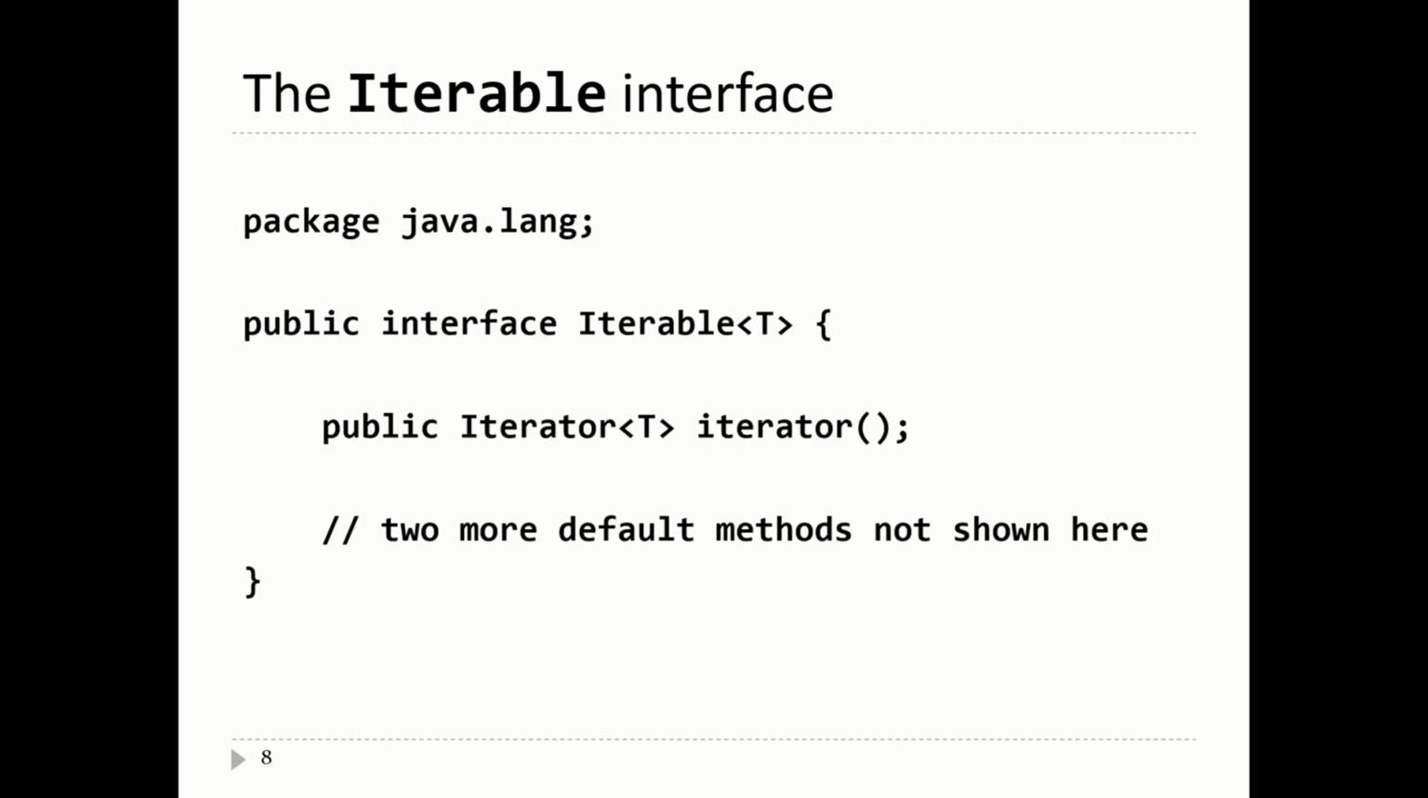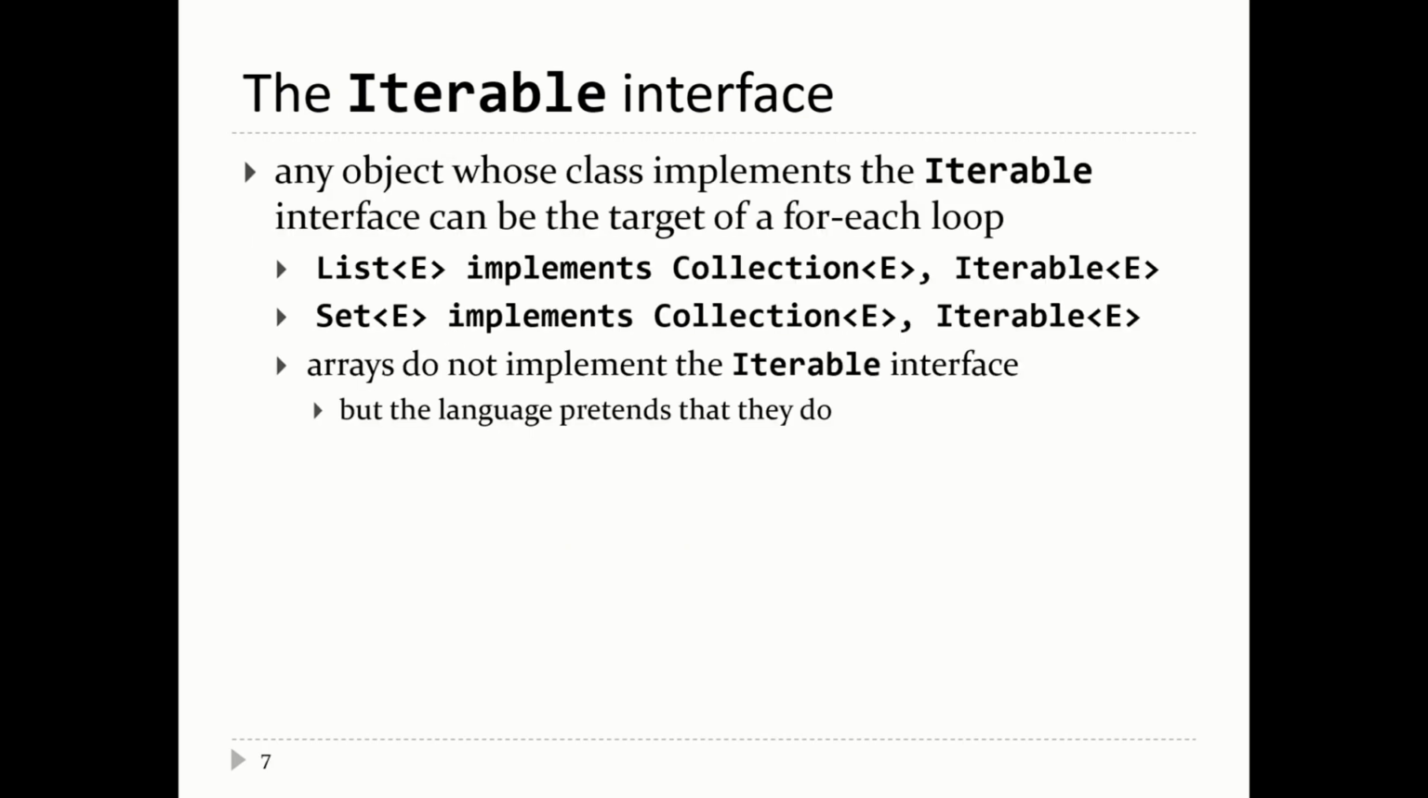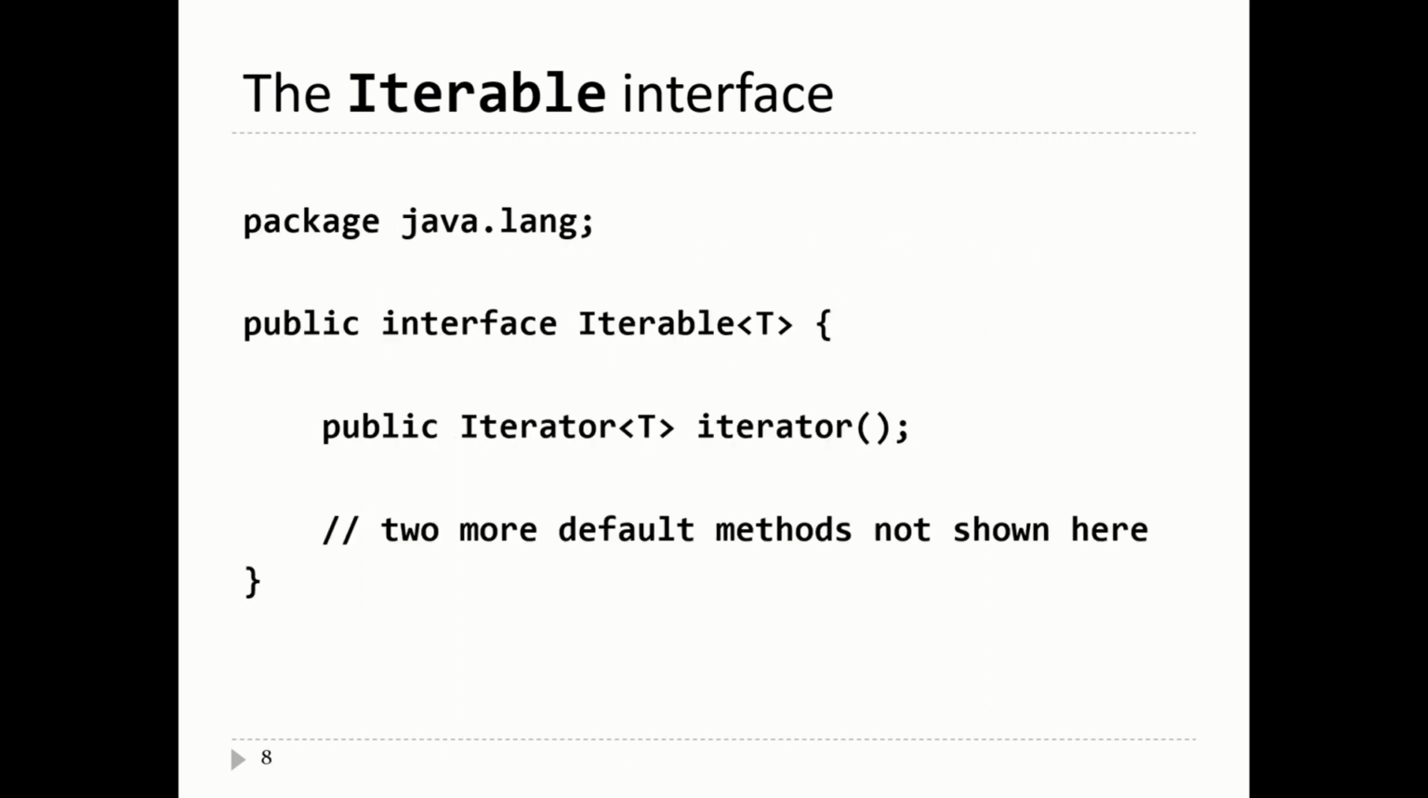Okay, so notice that there's another interface here, right? The interface here is called Iterable. Iterable has one method. It's called iterator, and it provides an iterator. So that's all it does.